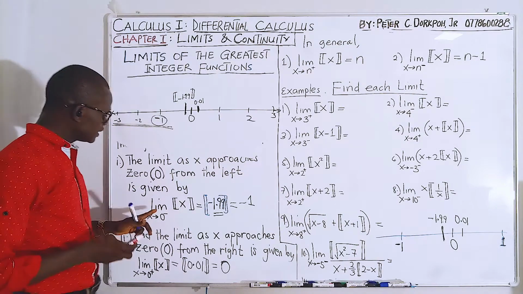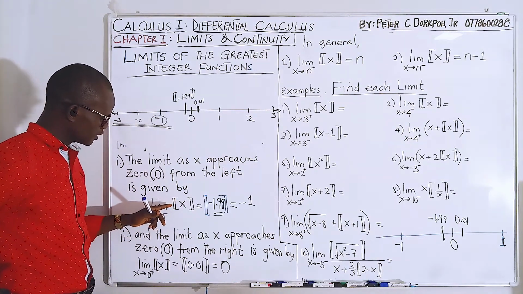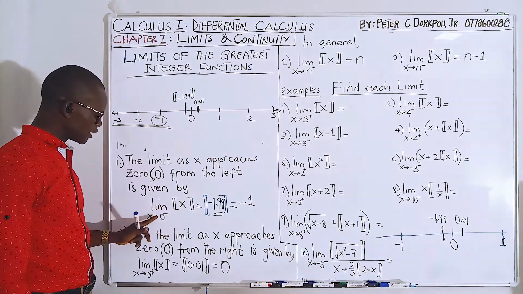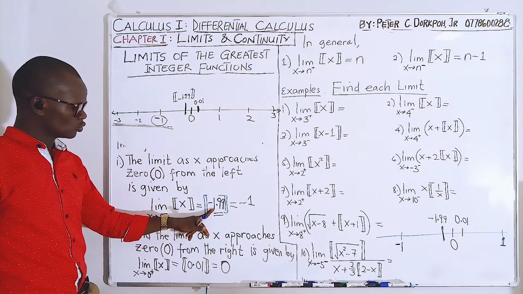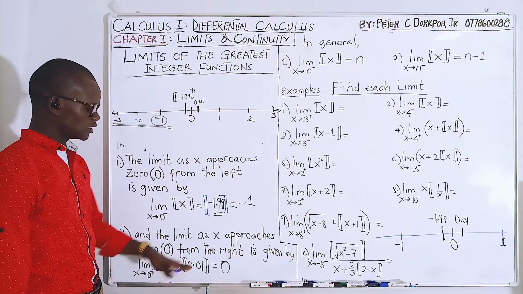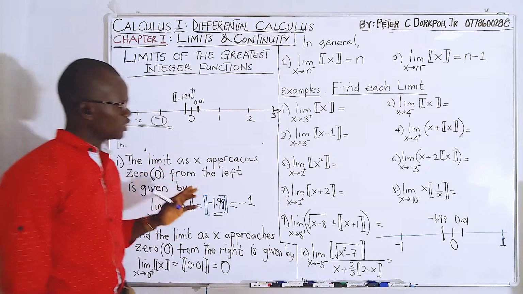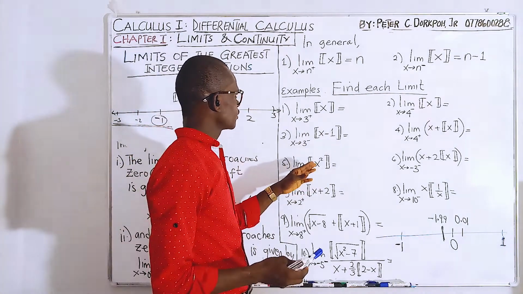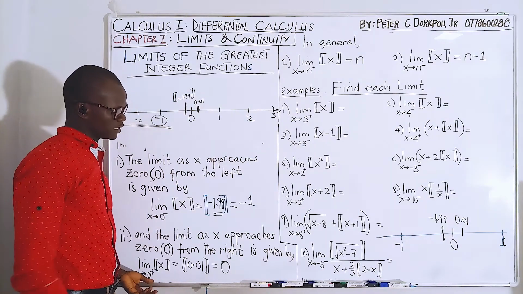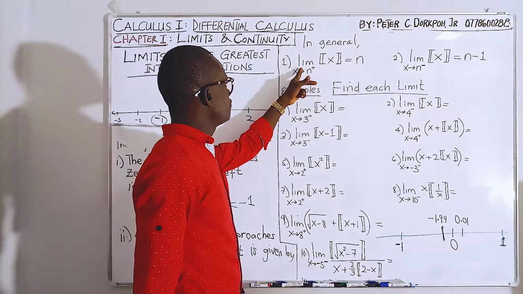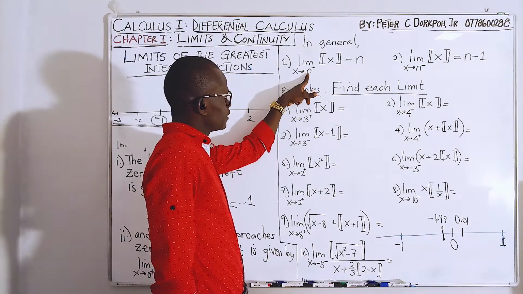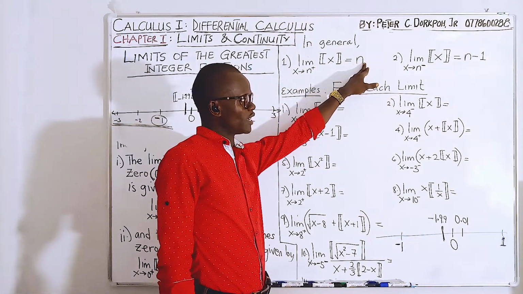So that's the reason why the limit of the greatest integer of x as x approaches 0 from the left is just equal to minus 1. Then, when it is approaching 0 from the right, it's just equal to 0. Generally, we can conclude that the limit of the greatest integer of x as x approaches some value n from the right is just equal to that value n.